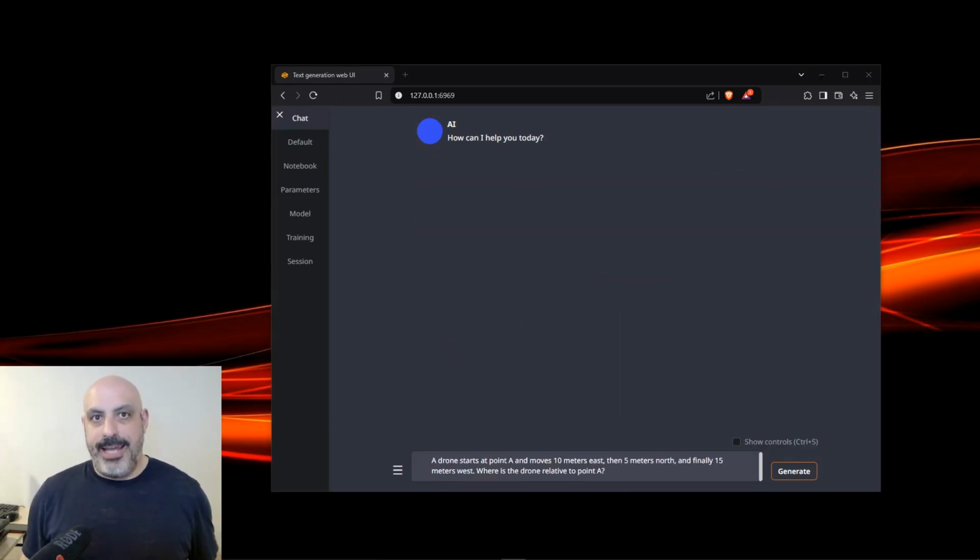The next question tests relative position. A drone starts at point A and moves 10 meters east, then 5 meters north, and finally 15 meters west. Where is the drone relative to point A?